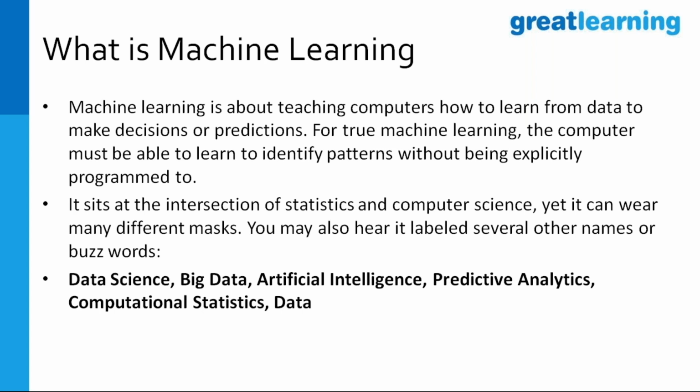For true machine learning, the computer must be able to learn and identify patterns without being explicitly programmed to, right? So it sits at the intersection of statistics and computer science. Yet, it can wear many different masks. You may also hear it labeled with several other names or buzzwords, such as data science, big data, artificial intelligence, predictive analytics, computational statistics and so on.